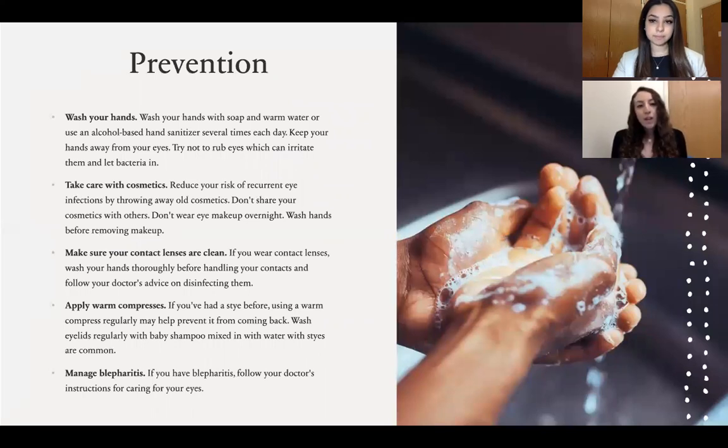To prevent styes, it's important that we constantly wash our hands. That's probably important now because of COVID too. Take care with cosmetics, make sure your contact lenses are clean, apply warm compresses, clean the eyelids regularly with baby shampoo mixed with water as mentioned before, and manage any blepharitis.